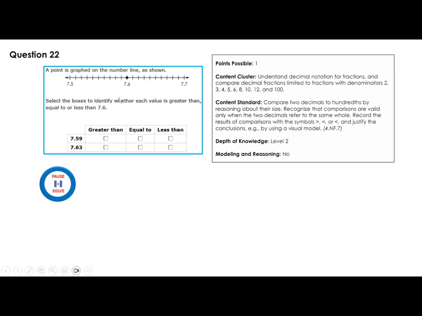Now, the issue here is you have two decimal places in these numbers, 7.59 and 7.63, okay? So here you have only one. So what you can do first is put a 0 here, because 7.6 is the same as 7.60. This way you can compare the 59 with the 60. You can compare the 63 with the 60.